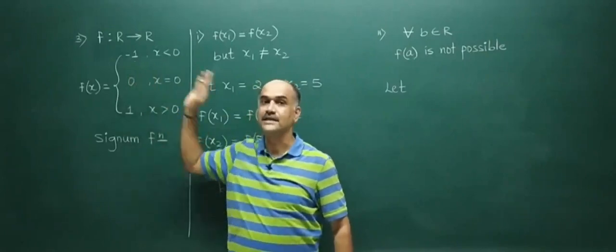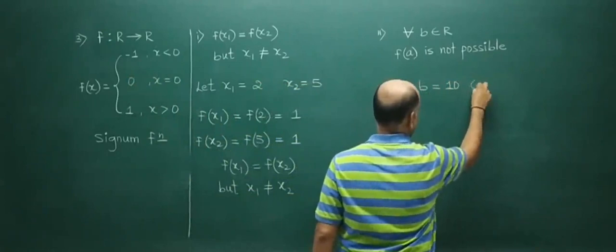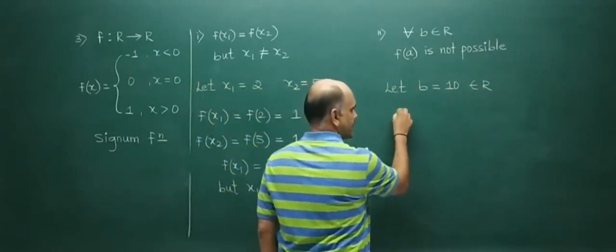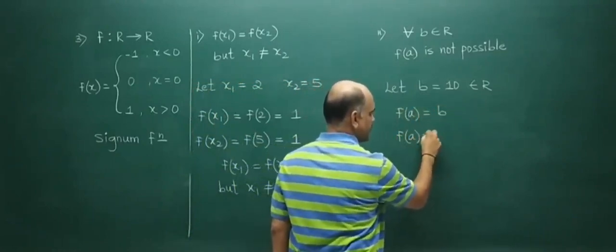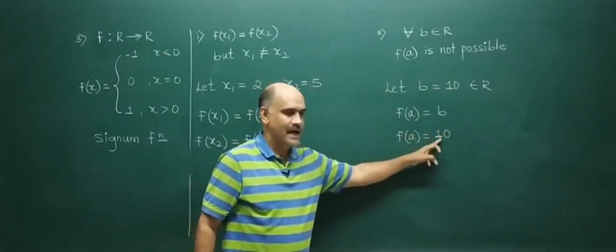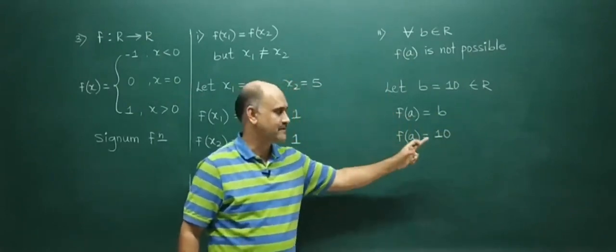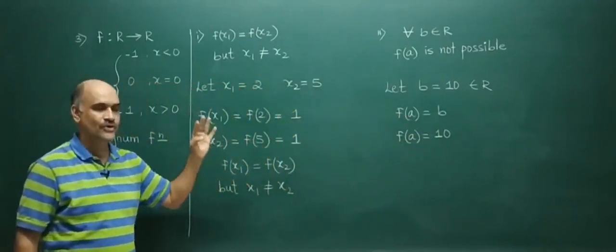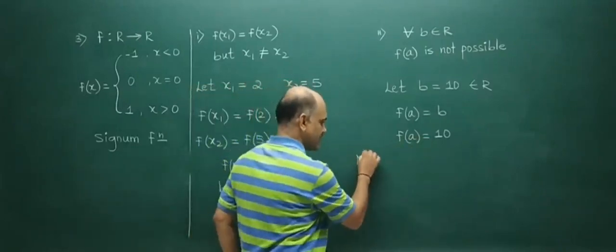Now similarly, here you take b as any real number other than these three. So I will take b is equal to 10. 10 belongs to R. f of a is equal to b. If I substitute, b is 10. But the f of x value will be either minus 1, 0 or plus 1. It will never take a value other than these three. Therefore, this is not possible.